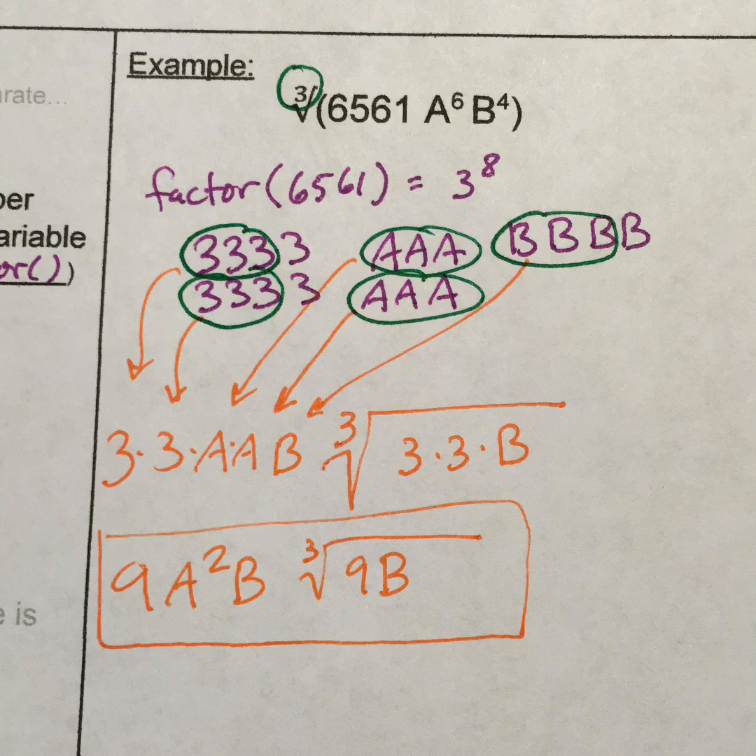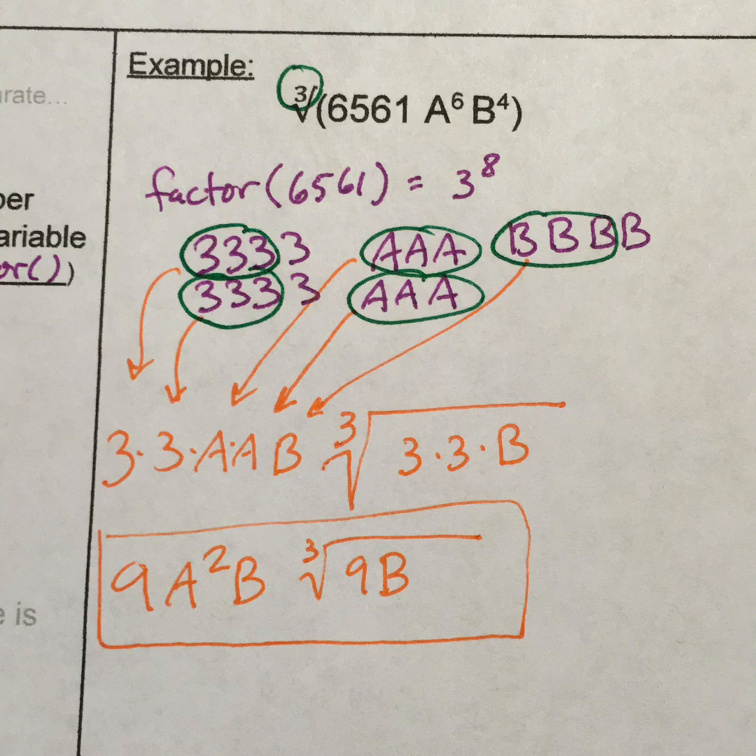So quickly back through the entire process. We used a calculator to factor our number and expanded our variables by writing them out as many times as their powers indicated. We created groups based on the index, so in green where that 3 is circled, that is why we made groups of 3. If you have a square root, you'll be looking for pairs of numbers. If you have a fourth root, you'll be looking for sets of 4.